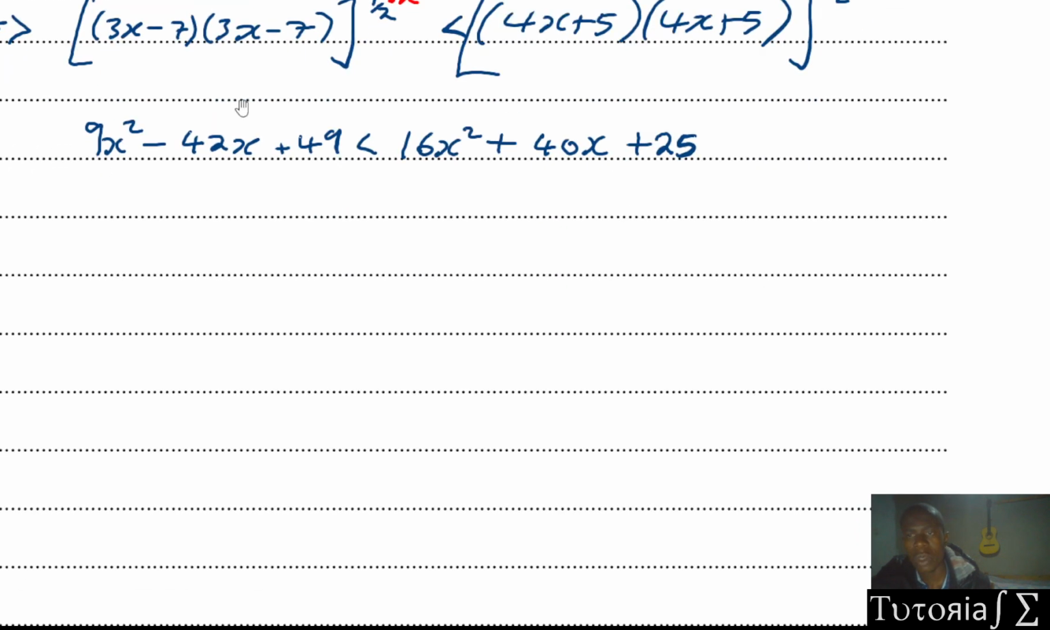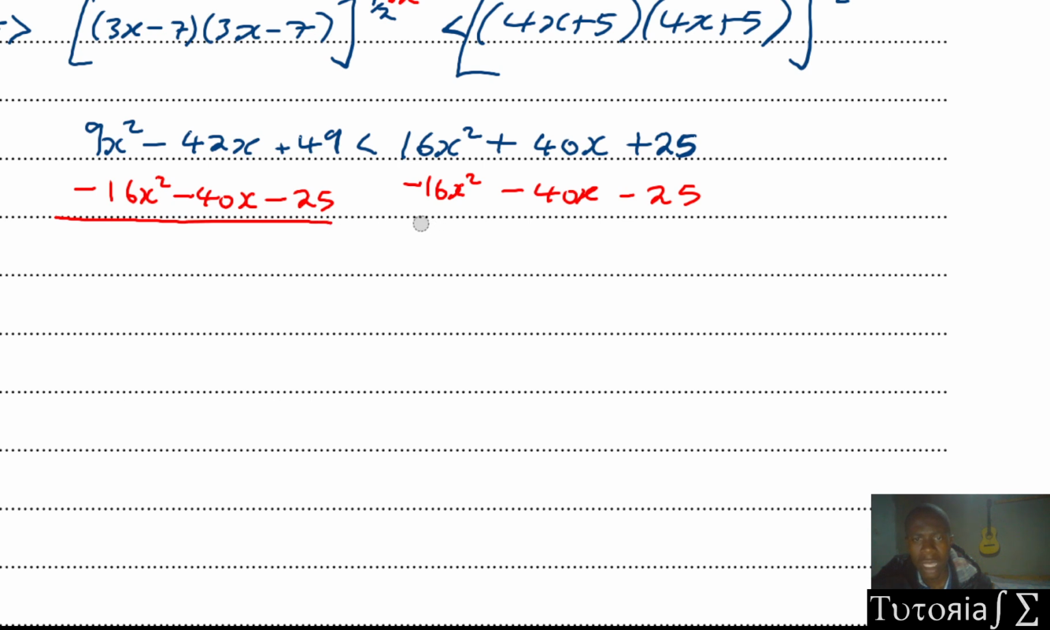All right, so that is what we do. Then here we want everything to be on one side of the equation, so we introduce the additive inverse. So this is negative 16x squared minus 40x minus 25. So on this side we introduce the additive inverses, negative 16x squared minus 40x minus 25, so that we simplify this side and this side.